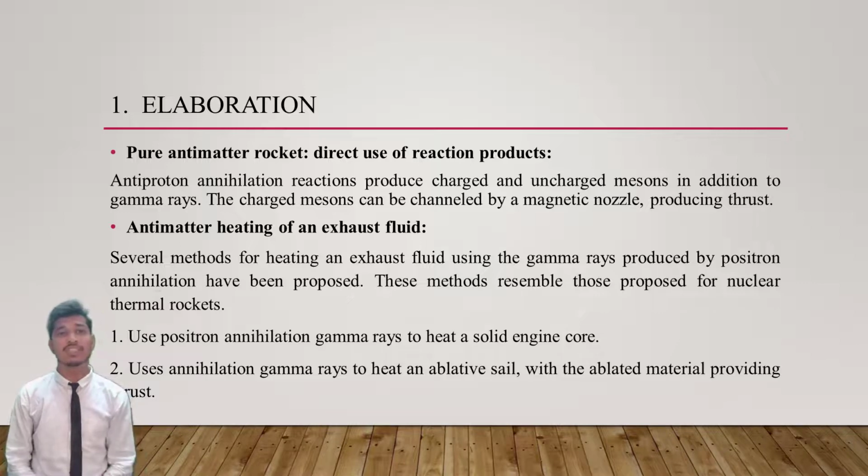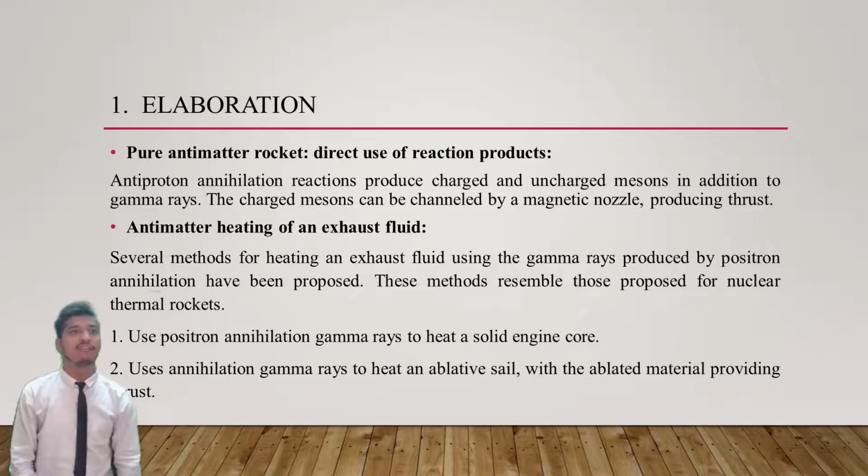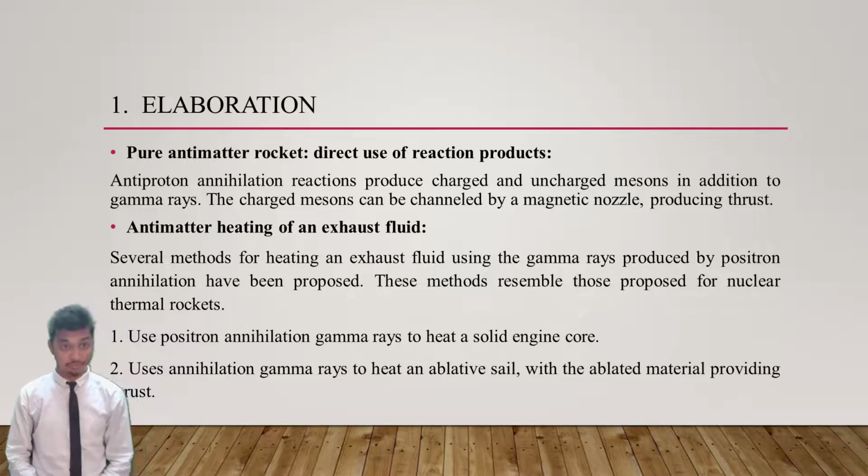A second proposed engine type uses positron annihilation within a solid lead pellet or within compressed xenon gas to produce a cloud of hot gas, which heats a surrounding layer of gaseous hydrogen. A third proposed engine type uses annihilation gamma rays to heat an ablative cell, with the ablated material providing thrust.